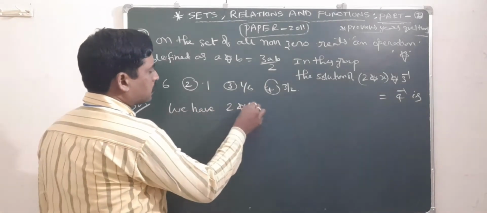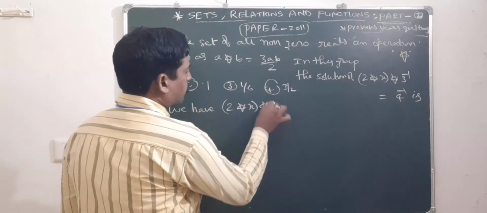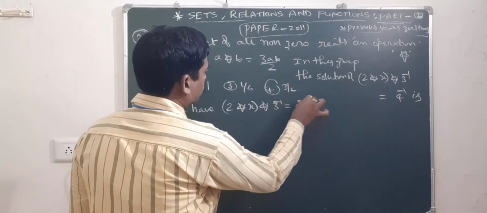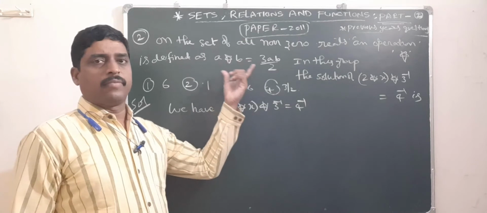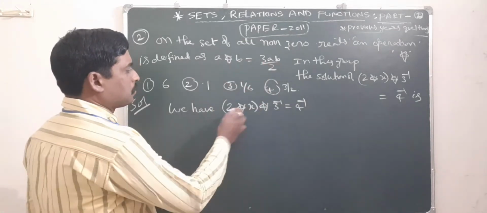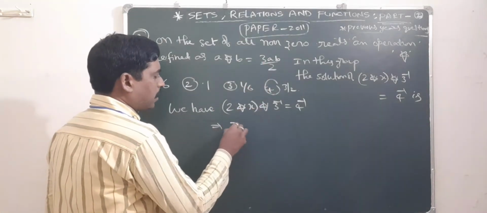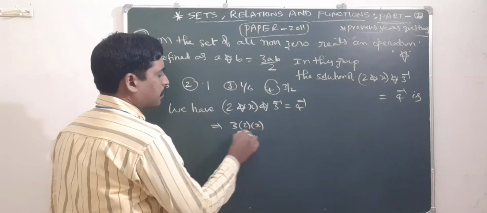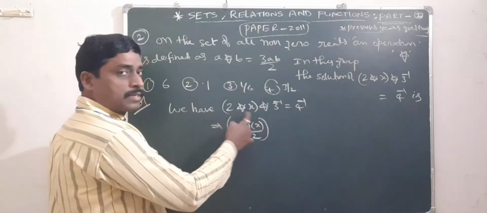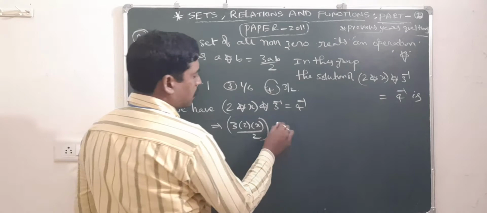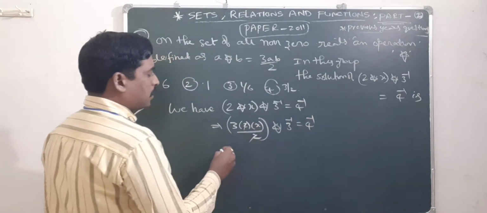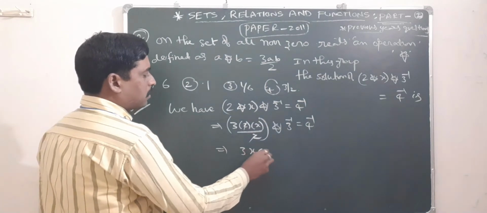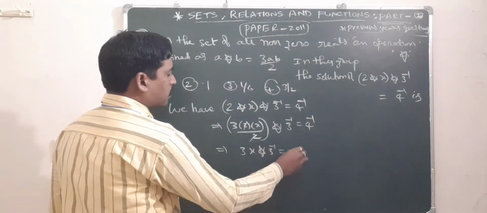We have (2 star x) star 3 inverse is equal to 4 inverse. Now, in this statement, a star b is defined by 3ab by 2. So, 2 star x: placing in the right, 3 into 2 into x by 2, where a and b are replaced by 2 and x. Star 3 inverse is equal to 4 inverse. So, in this 2 gets cancelled. 3x star 3 inverse is equal to 4 inverse.